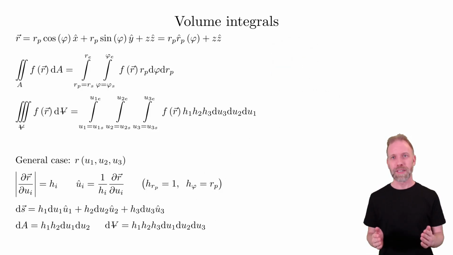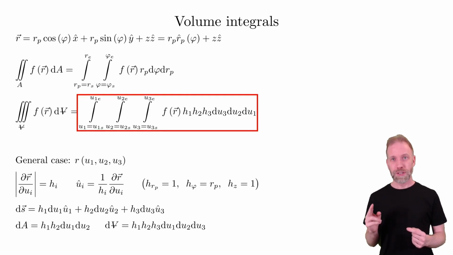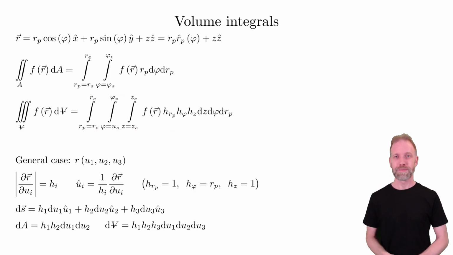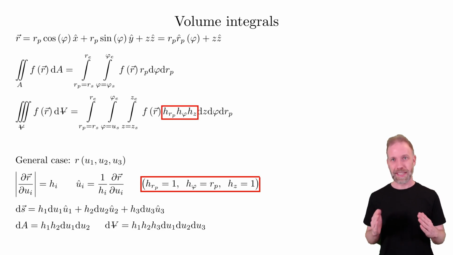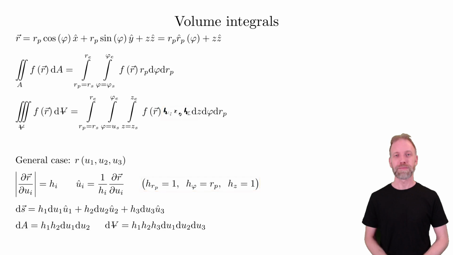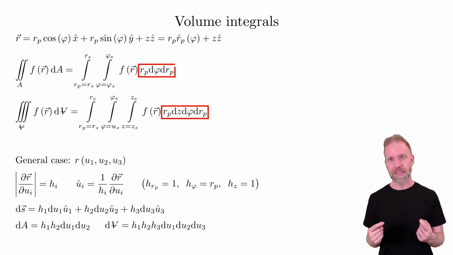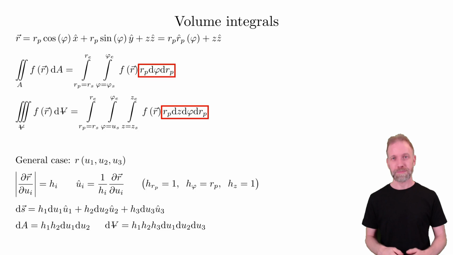As we are in 3D now, let us move to cylindrical coordinates. In cylindrical coordinates, we also have h_z is 1. Rename 1 to rho, 2 to phi, and 3 to z to write the volume integral in cylindrical coordinates. Then insert the values for h to get the volume element. This is the volume element in cylindrical coordinates. It is relatively similar to the area element, but we have included dz in the volume element.